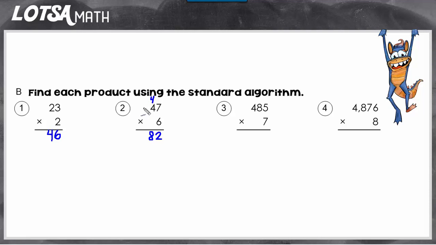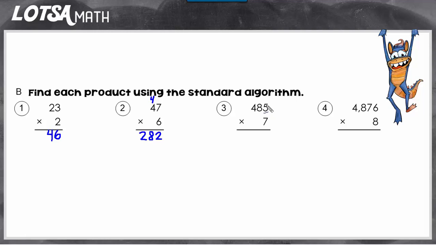And if there was another spot, you would have to carry the 2. But since there's not another spot to carry the 2, you can just write it down right here. So 47 times 6 is 282. So let's look at another example.